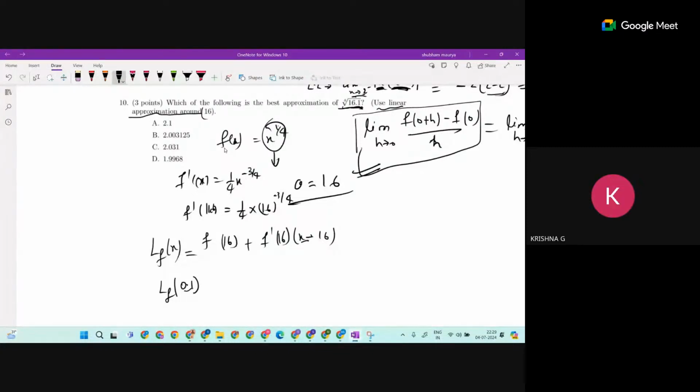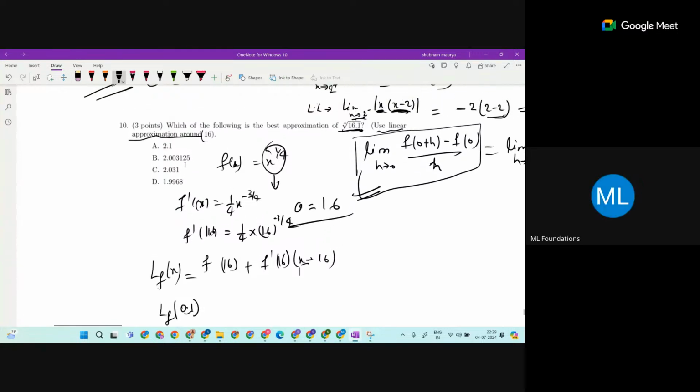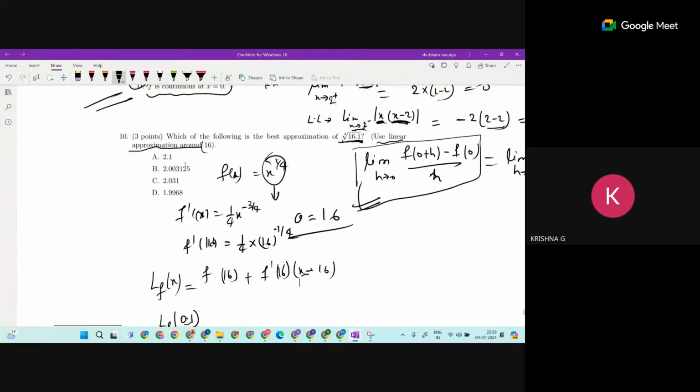The B and C answers are very close, so we literally have to use a calculator. Two zeros are there, sir. Okay, 2.003. This is 2.03.